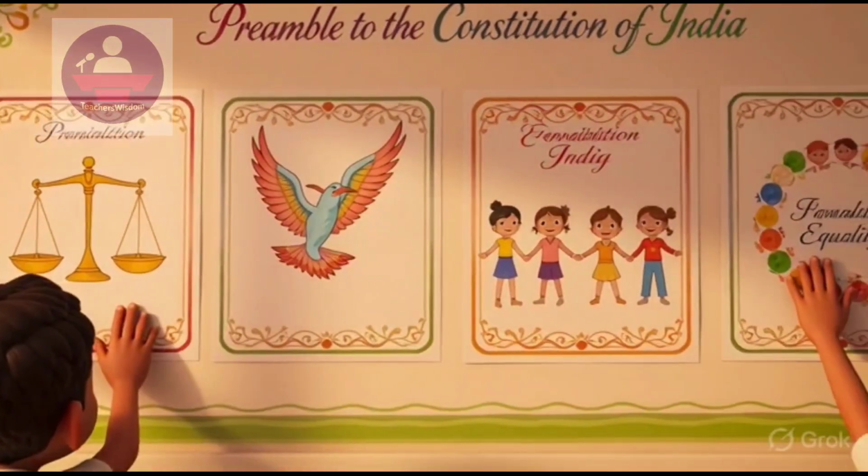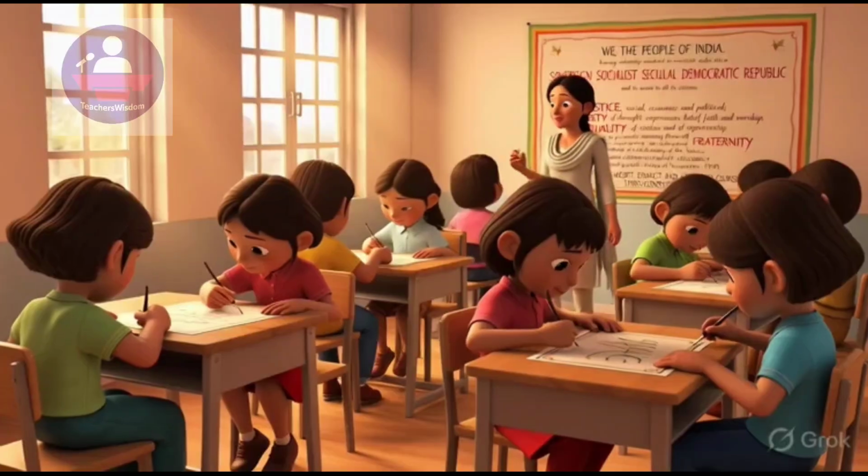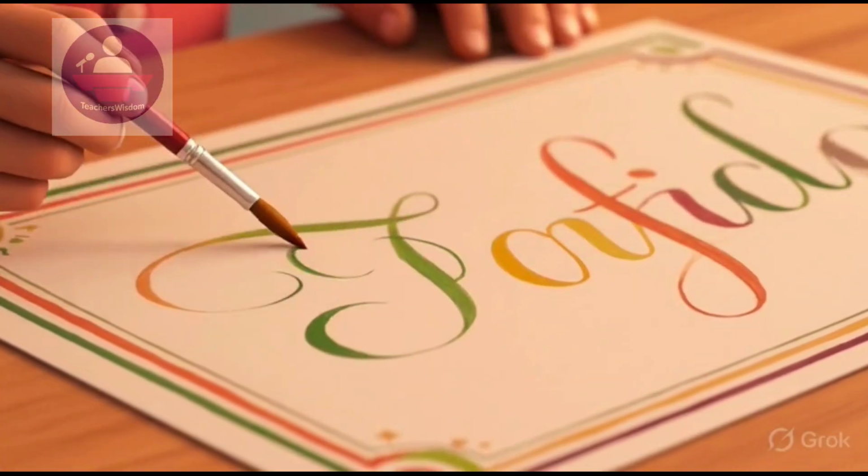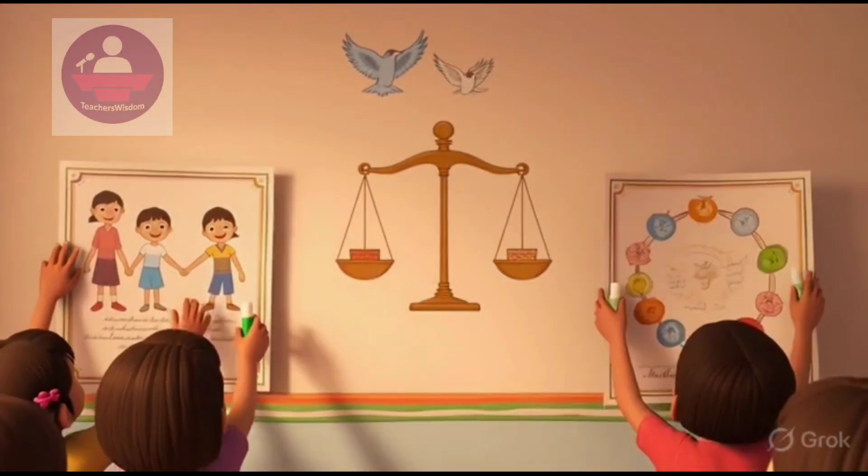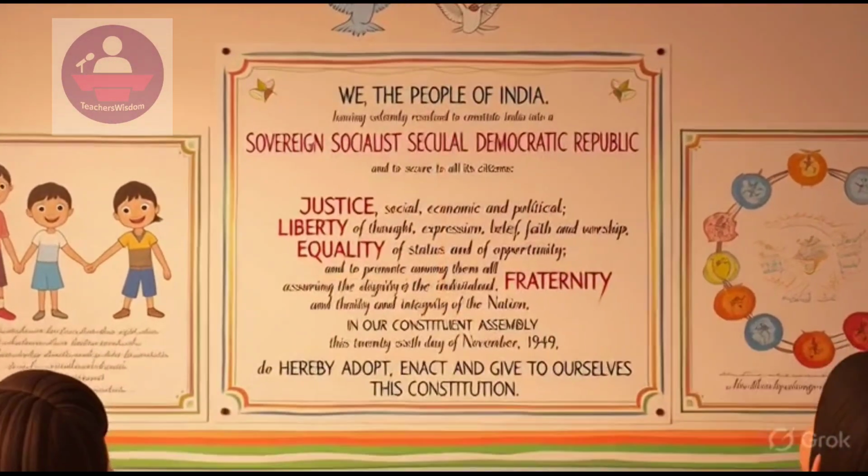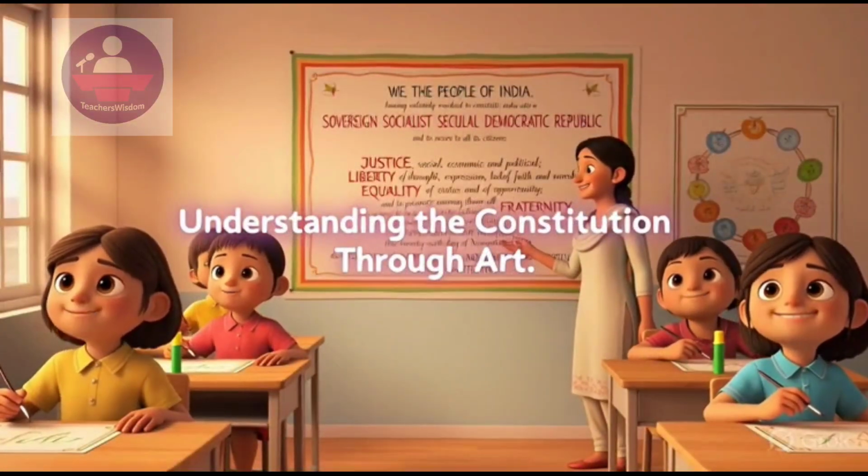Wonderful work, everyone. Let's see our constitution wall. We, the people of India, having solemnly resolved to constitute India into a sovereign, socialist, secular, democratic republic.